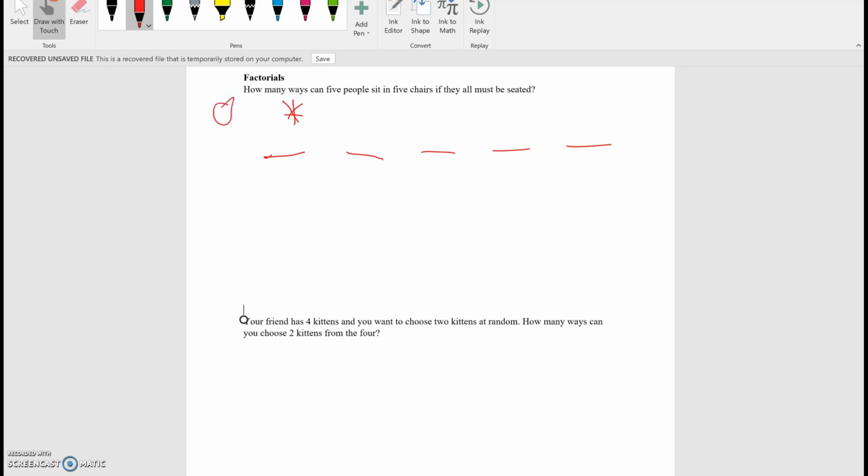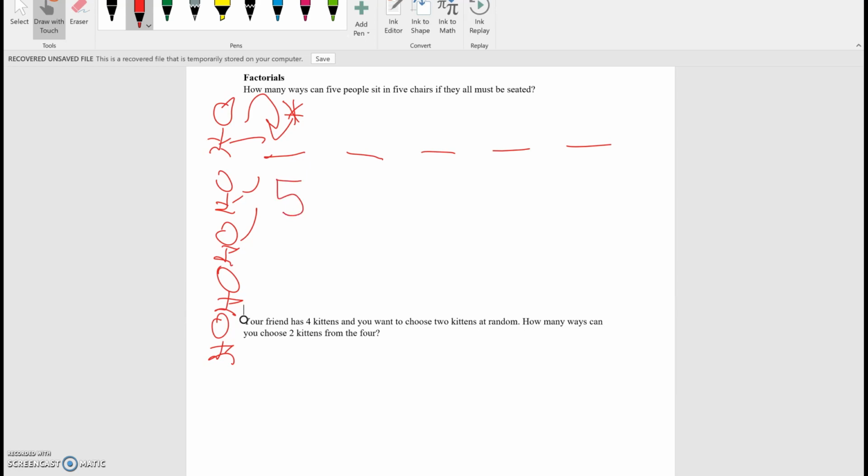Because right now I have 5 people. 1, 2, 3, 4, 5. And I have to be able to sit them in this chair. So at this point, I have 5 different ways because I can seat this one or this one or this one, and so on and so forth. So right here I have 5 ways, right?